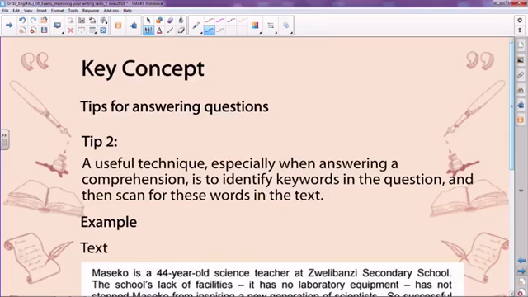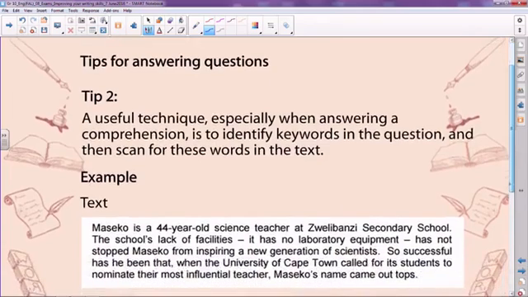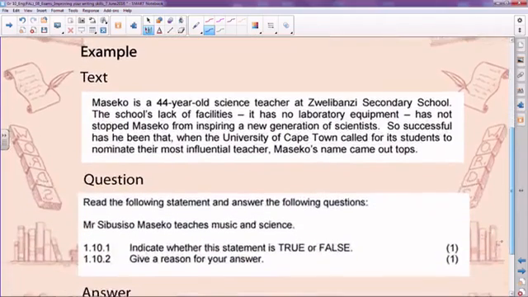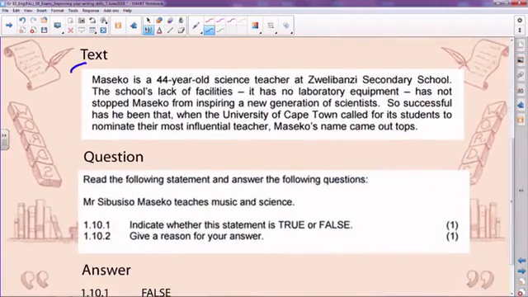Another useful tip is to identify keywords in the question and find those same keywords in the text. So let me give you an example. This is in fact a question from a past paper. So the text is here. We've got Maseko, and it begins with our tops. And then we've got the question: Mr. Sibusiso Maseko teaches music and science. Indicate whether the statement is true or false, and give a reason for your answer.